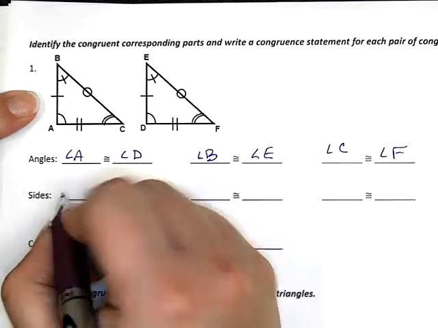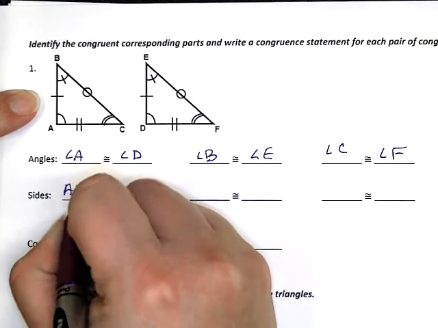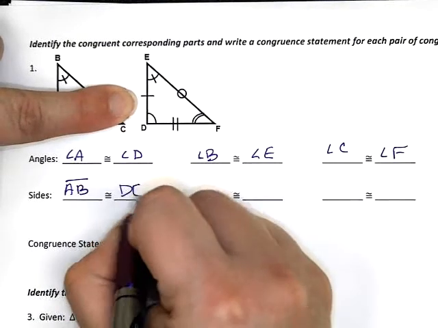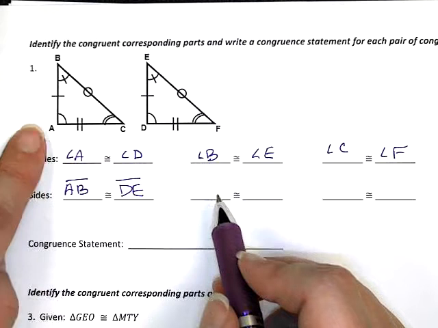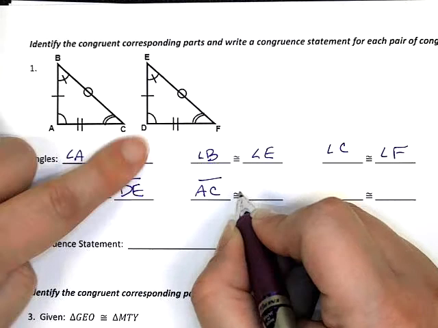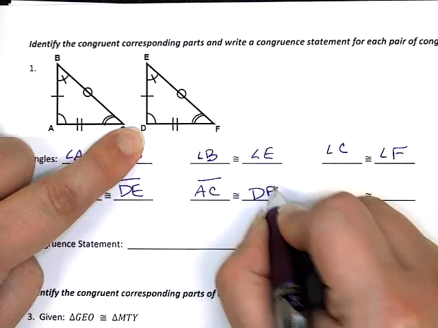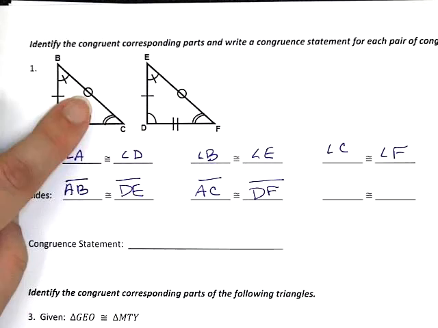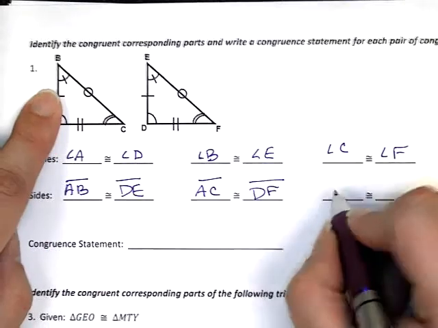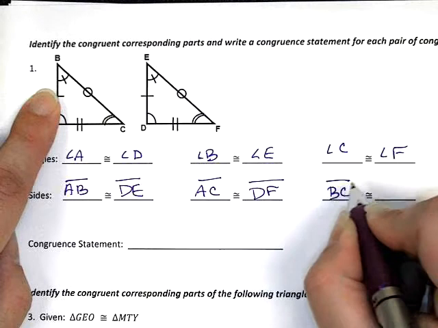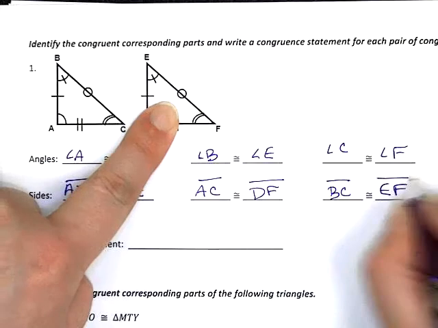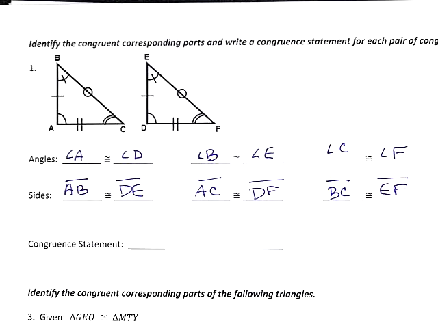Go with your 1 arc mark. So that would be AB is congruent to 1 arc mark over here. So that would be DE. 2 tick marks, how about that? AC is congruent to DF. And the last set, they both have a circle on it, so those are showing me that those 2 segments are the same. So BC is congruent to EF.